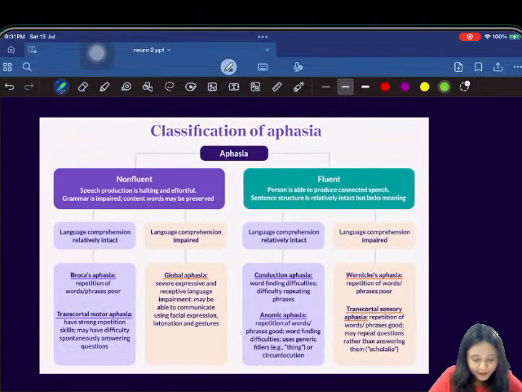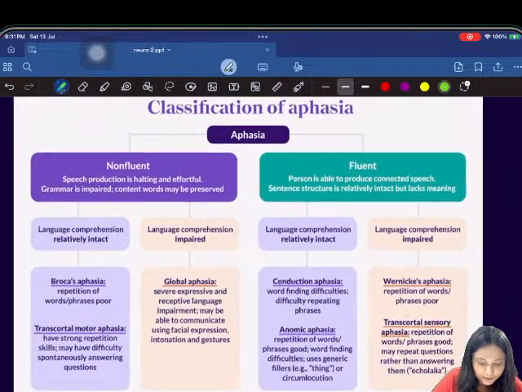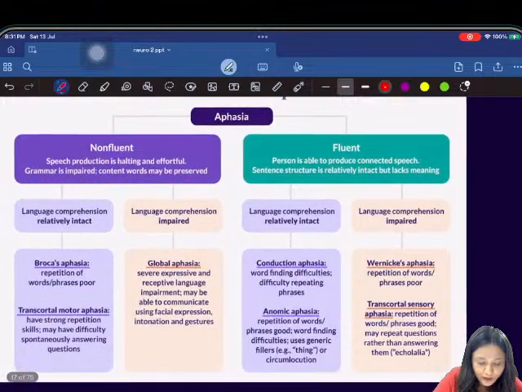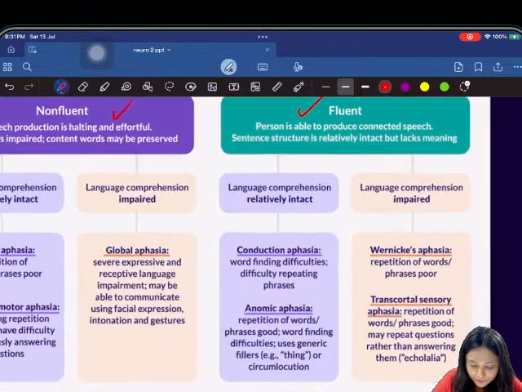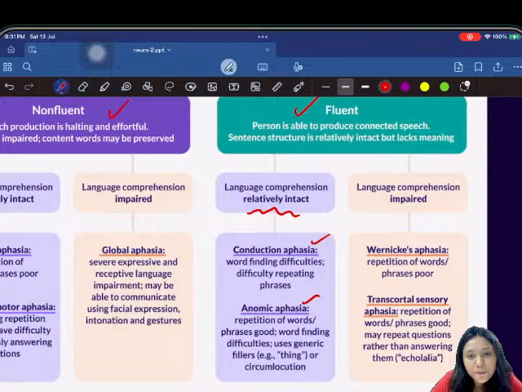So the same thing they have mentioned here, the classification of aphasia. You can remember the table. Just now we told, if there is a fluent one and a non-fluent one. If it is fluent, you might have two types of aphasia. If language comprehension is intact, you might have conduction aphasia, where repetition will be gone, and you might also have anomic aphasia. There will be repetition of words, phrases are good, okay. And if language comprehension is impaired, you will have Wernicke's or transcortical.